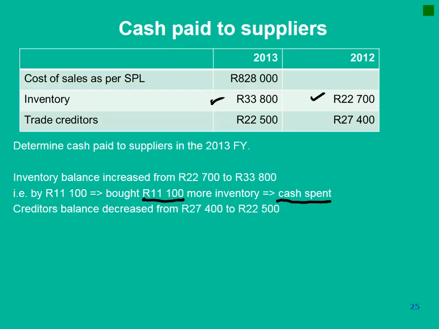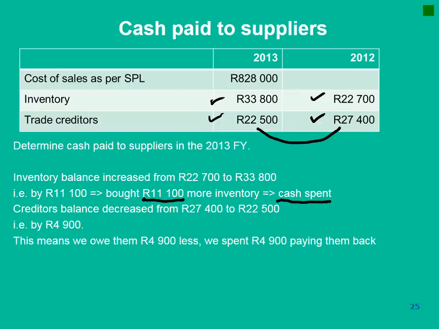The creditors' balance decreased from 27,400 to 22,500. So what that means is that 4,900 less means that we must have actually paid the creditors an additional 4,900 so that the balance owing to the creditors could reduce.